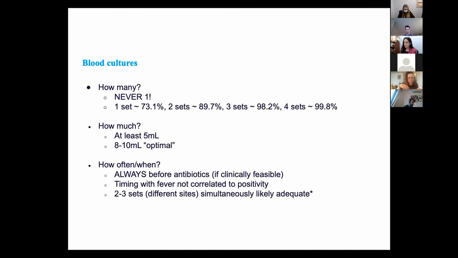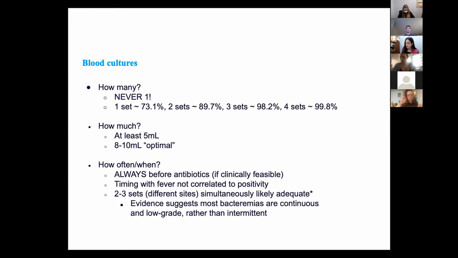And if you get them simultaneously, like one draw after the other, it's probably fine. There is some data that says you can space it out 4 to 6 hours in case of intermittent bacteremias, but that's fairly uncommon. And you don't really need to do that for the patient's sake and your sake. It's easier to probably just do them all around the same time. And yeah, most bacteremias are continuous and low grade rather than intermittent. So spacing them out doesn't really make too much difference.